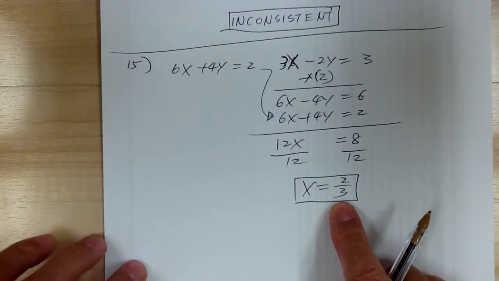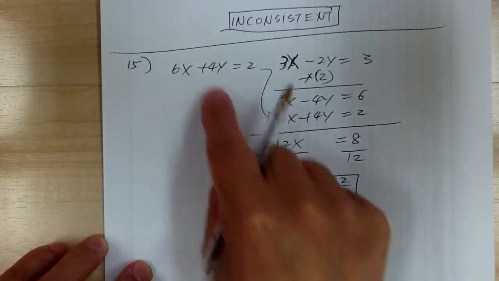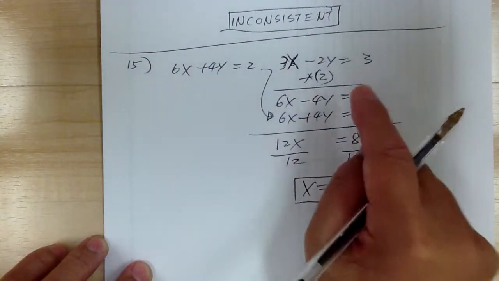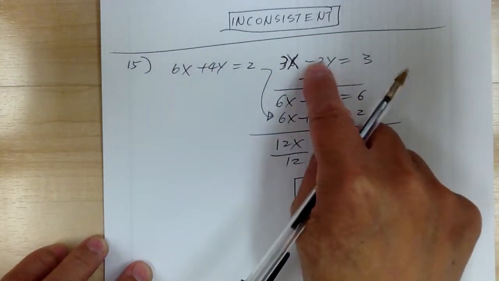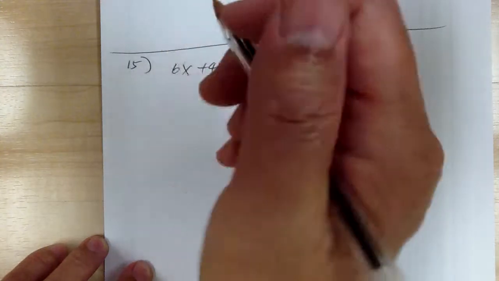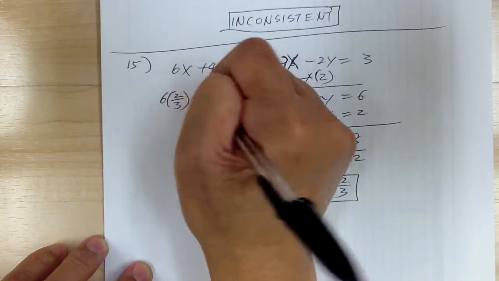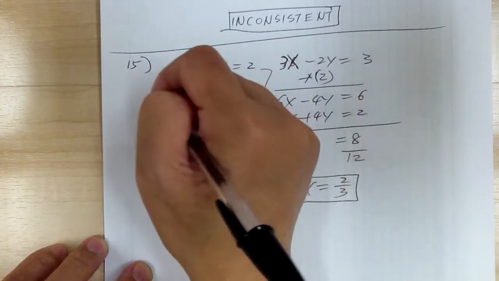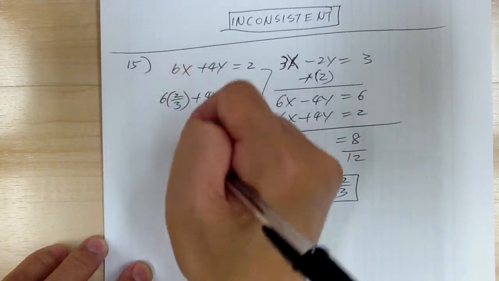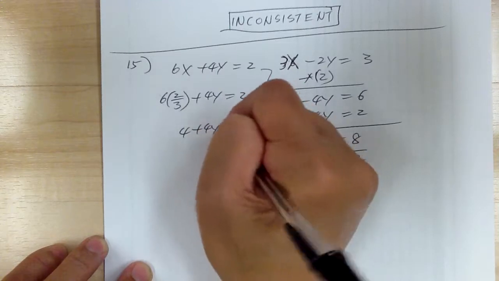Once I find x, I need to look for y. So I can use this. Doesn't matter. So choose the one that is easier to work with. I don't like the subtractions. So I'm going to use this one. So I got 6 times 2 over 3 plus 4y equal to 2. So I multiply, this will cancel, so you got 4 plus 4y equal to 2.